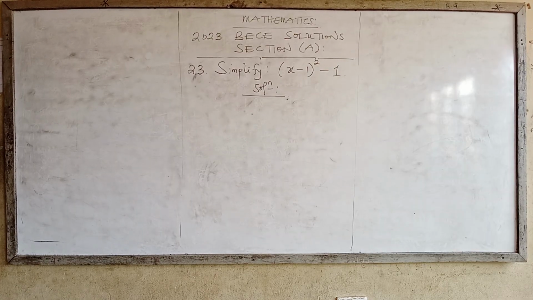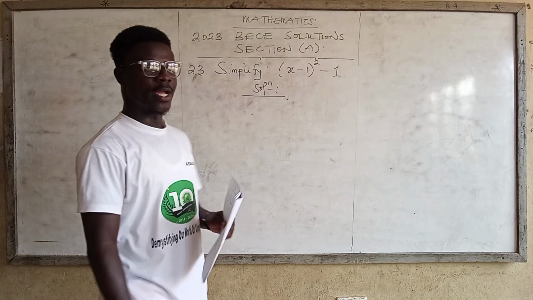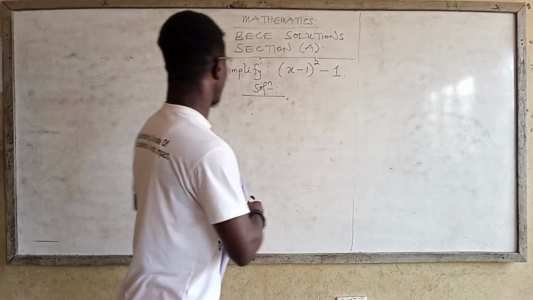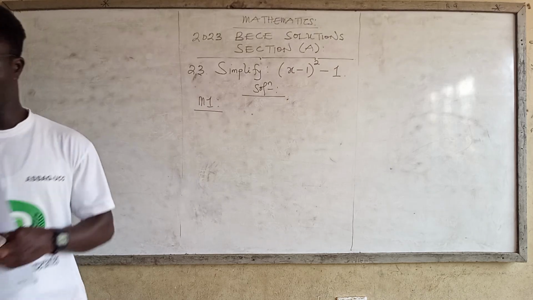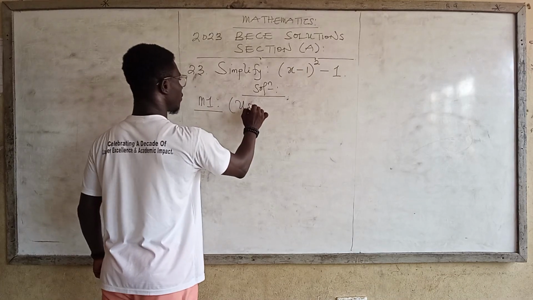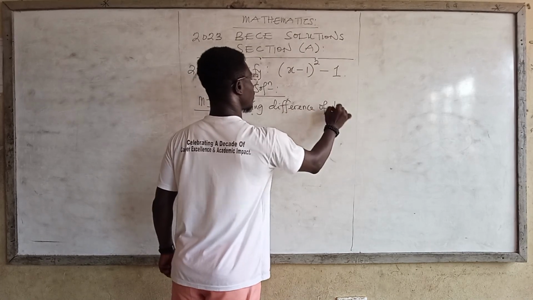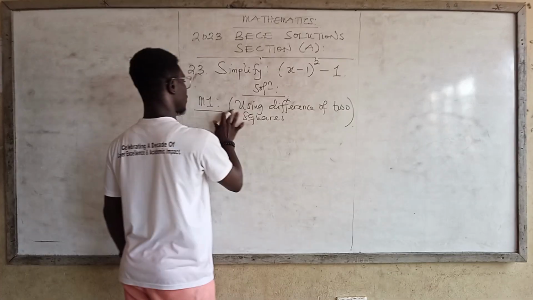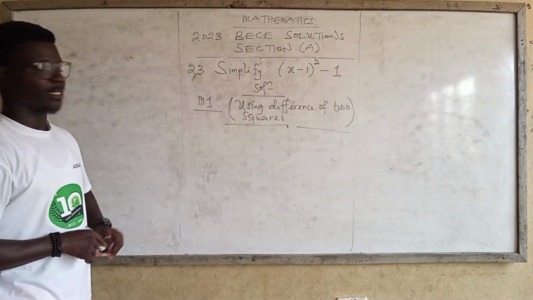Question 23. Simplify (x minus 1) squared minus 1. We have two ways of solving this. I'll treat both methods here. So now let's start. Method 1, we are using the difference of two squares.